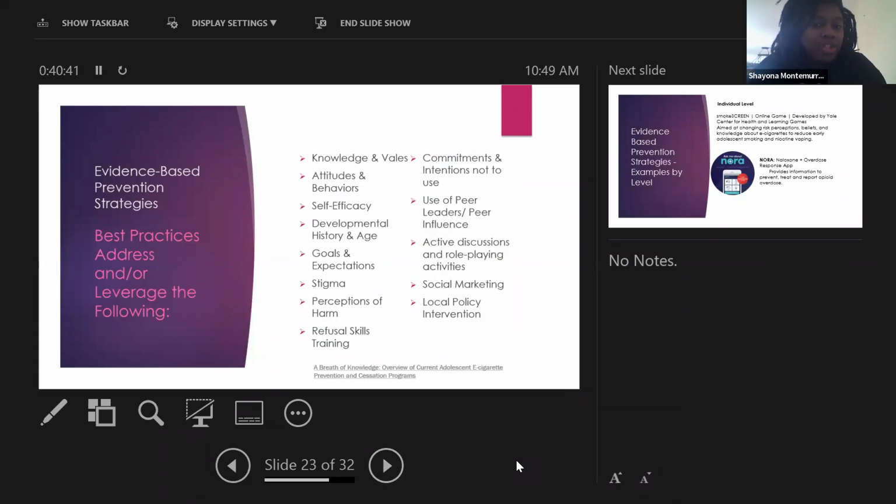Our evidence-based strategies and best practices also leverage all of these. A good evidence-based strategy will come from knowledge and values, attitudes and behaviors, developmental age and history, goals and expectations. I'm not going to read through all of these, but these are all different ways in which we want to make sure that our evidence-based strategy addresses these particular things.